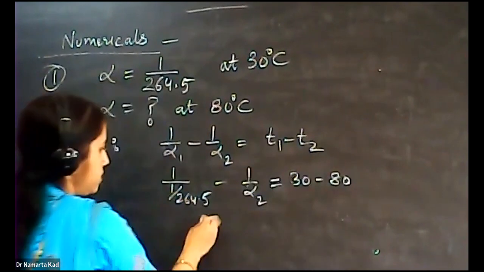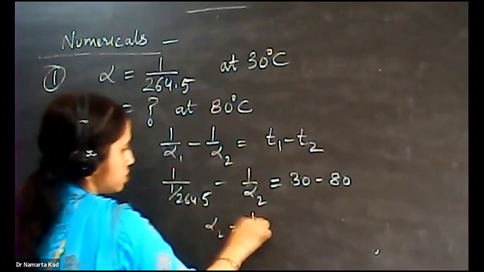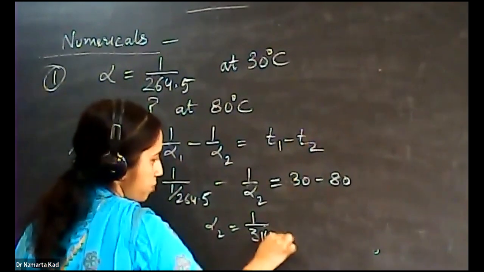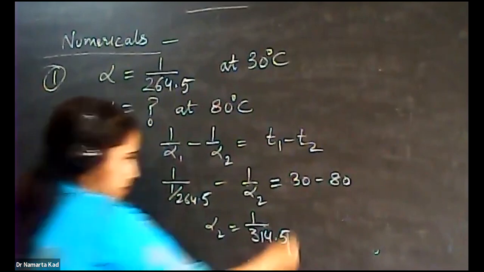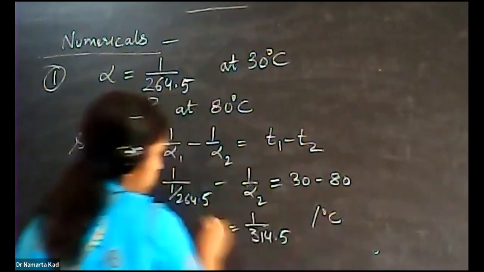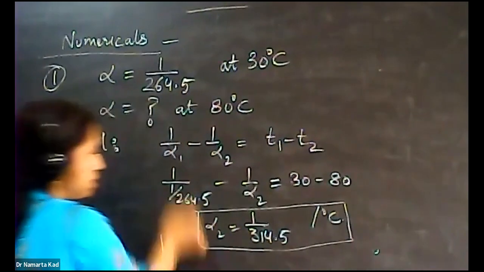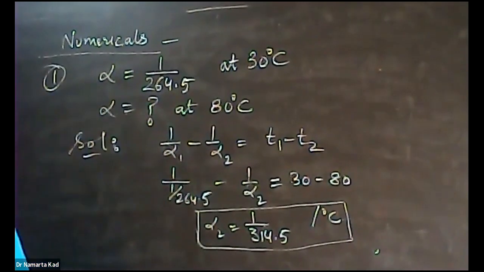So upon solving, it comes out to be alpha 2 is equal to 1 upon 314.5 per degree C. Yes, the units must be written along with the answer. ठीक है, units लिखने बहुत ज़रूरी हैं, otherwise the marks will be deducted for that.